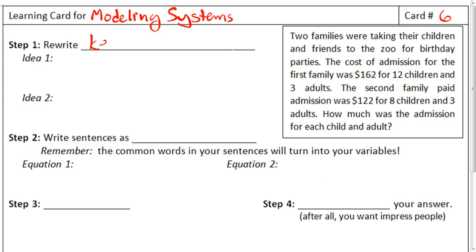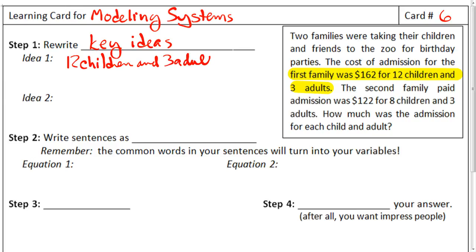So rewrite the key ideas. And the 2 key ideas are this. Now we don't care where they're going. We don't care what they're seeing. The important part of what we're doing here is going to be the first family was $162 for 12 children and 3 adults. Okay. There's big idea number 1. And so we've got 12 children and 3 adults cost $162.